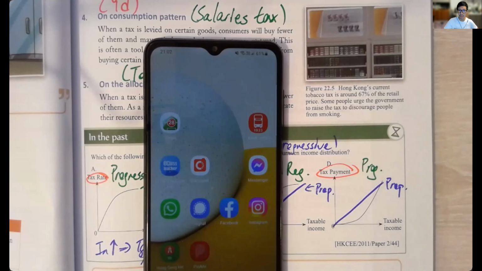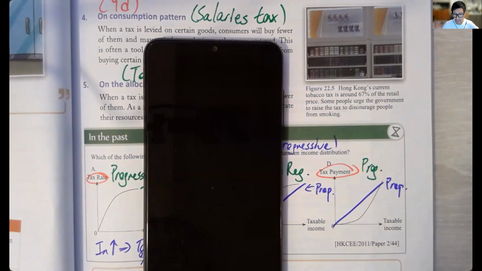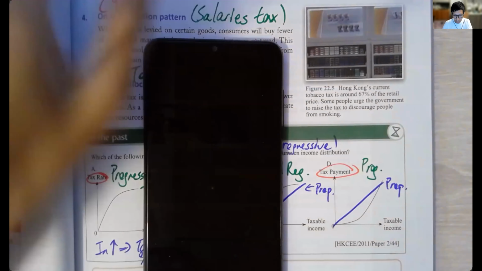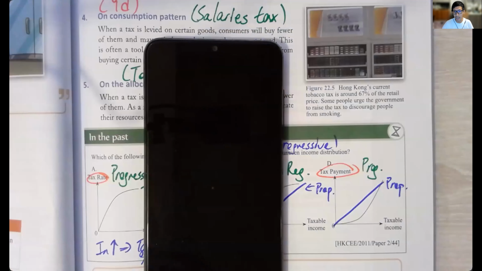OK, tax A is the most effective in achieving a more even income distribution. Yes, exactly. Progressive tax is going to make it more even. OK, tax B. No, tax A, sorry, no, tax A is a proportional, I misread it. Tax B is a progressive tax. Yes, this one should be a B. OK, B it is. Now let's learn to read these kinds of graphs. First of all, this time it's not tax payment, but a tax rate. This is a very typical salaries tax structure.